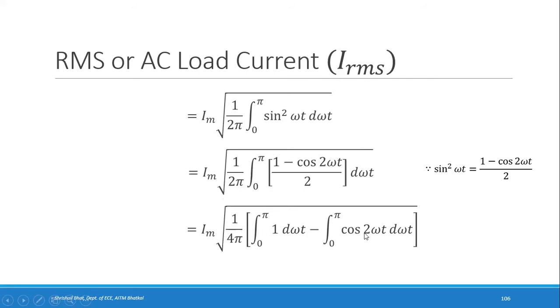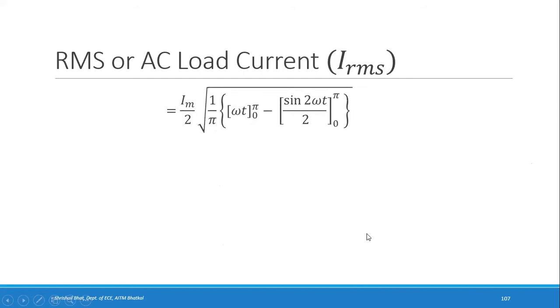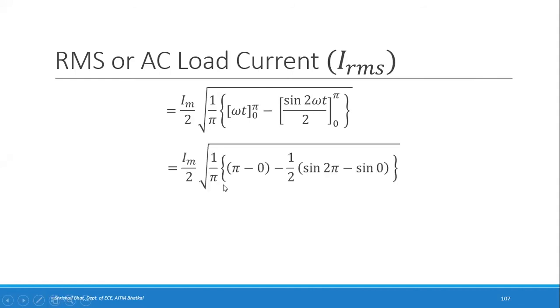And what is integration of cos 2 omega t? Integration of cos 2 omega t is sine 2 omega t divided by 2, right? So if I integrate and put the limits from 0 to pi, what do you get? Omega t, if you apply the limits from 0 to pi, it will be pi minus 0. Then sine 2 omega t by 2, it is sine 2 pi minus sine 0.